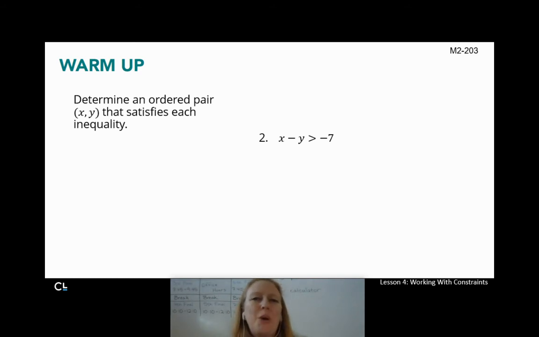So on page M2-203, determine an ordered pair, x and y, that satisfies each inequality. So something you can plug in for x, something you can plug in for y, that would make that inequality true. In this case, x minus y is greater than -7. Hit pause, see what you can come up with, then hit play when you're ready to keep the party going.